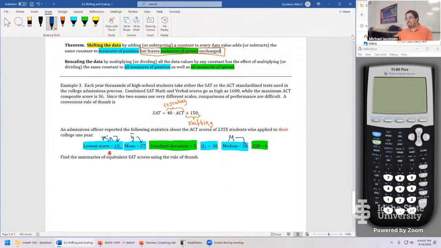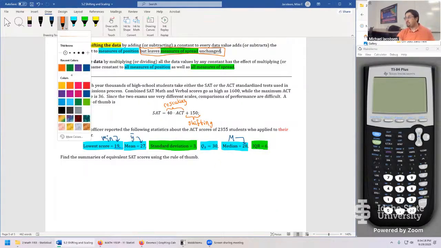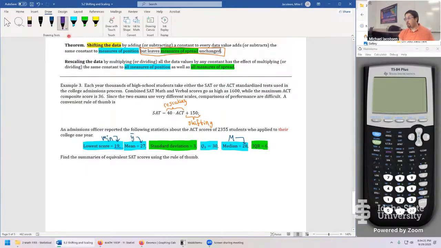So we want to take all these data, these are now ACT scores of the 2,355 students, find their SAT equivalent using the formula above, that rule of thumb. Really, let's start with the weird ones this time. For the measurements of spread, we use the following. By the theorem above, when it says leaves measures of spread unchanged when we shift the data, literally just means lose that part of the formula. The plus 150 is irrelevant. Kind of like how we didn't use the minus 32 part of the last formula.